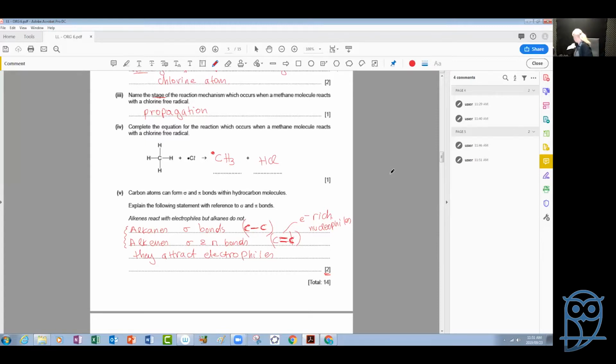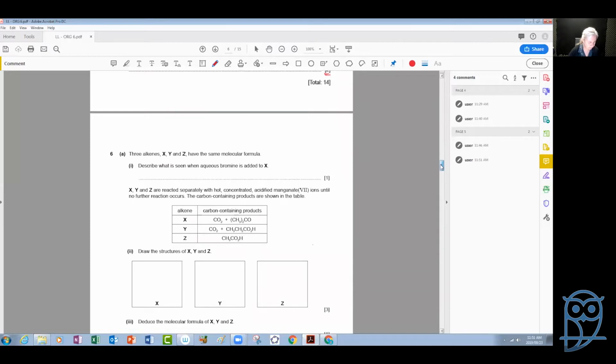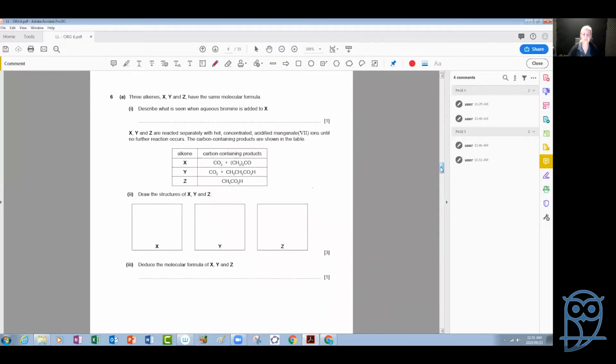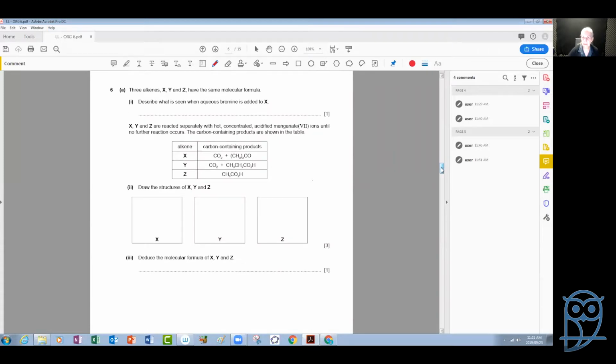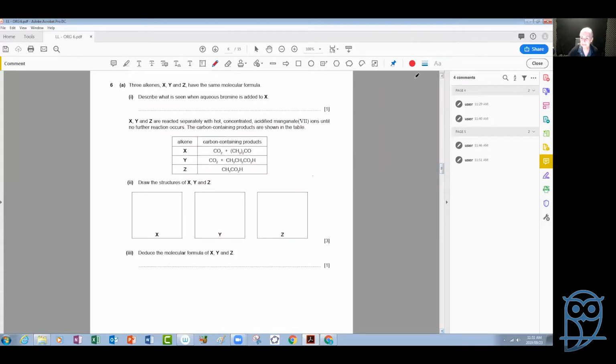So let me change the exam paper here. So let us go to, let me see, what is the next question? Okay, let us see this question. Now, when it comes to alkenes, because of their double bond, they have a lot of meat here to discuss and for questions to ask. And one type of question that comes very often is about their oxidation.